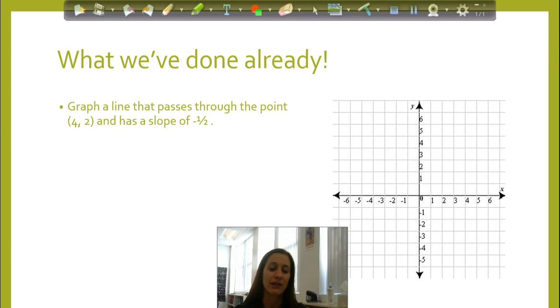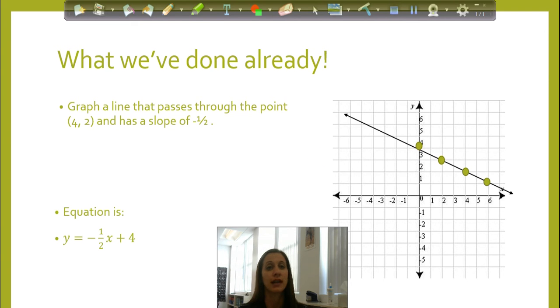So we're going to graph a line that passes through the point 4, 2. So there's my point 4, 2, and has a slope of -1/2. So I'm going to go down 1 over 2. That's not really helpful because that is moving us away from the y-axis. So I'm going to work backwards, and I'm going to go up 1, backwards 2, and I'm going to repeat that until I hit the y-axis. And there's my line. So I already know my m value is -1/2, and from the graph I know that my line passes through 4, so my equation is y equals -1/2 x plus 4.